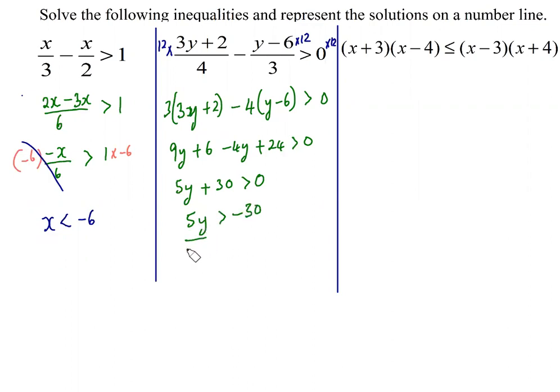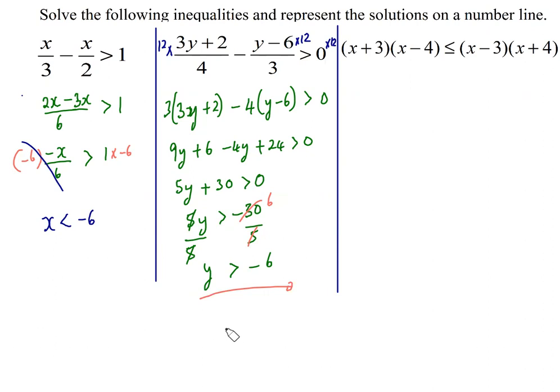Then here we divide by 5. We divide by 5 and get rid of that 5. Y is going to be greater than negative 6, since 30 divided by 5 gives us negative 6. Okay, so that becomes our final answer.